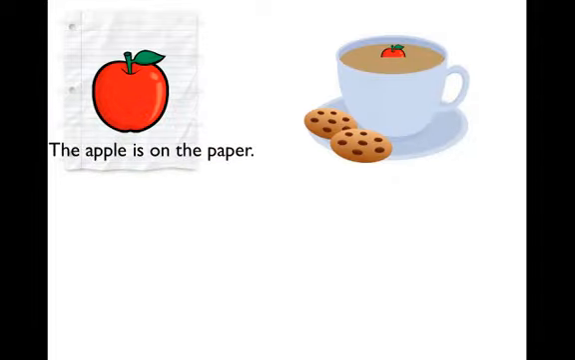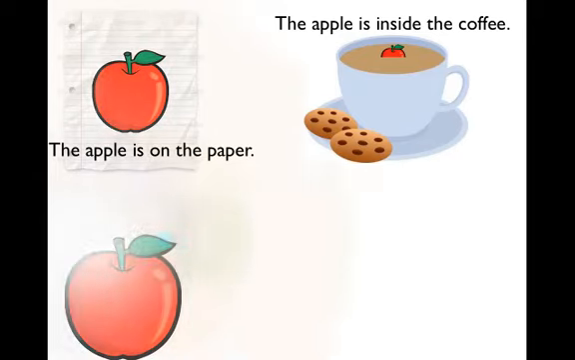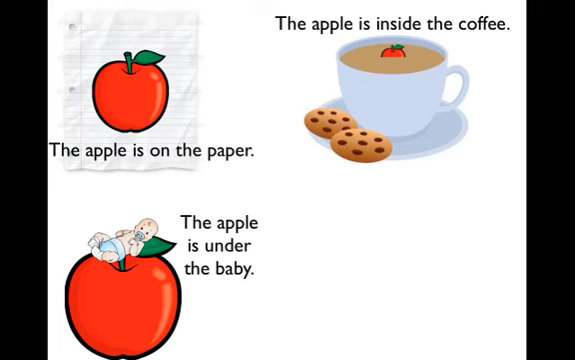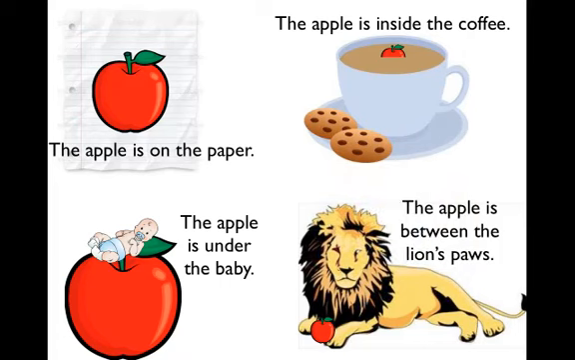All right, let's look at some silly examples. Here's the first picture here. All right, what can we say about the apple in relation to the paper? Well, the apple is on the paper. And let's look at the next example. What about the apple and the coffee? These are kind of silly examples, by the way. The apple is inside the coffee. Let's look at the third example. This one's my favorite because what's on the apple? Well, there's a baby. The apple is under the baby. And last example, here's a lion and here's an apple. And the apple is between the lion's paws.